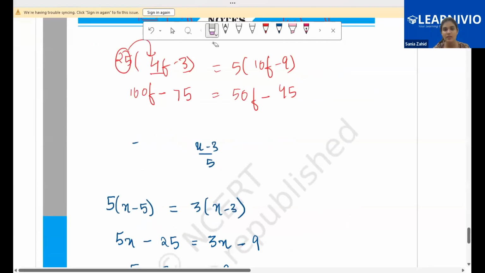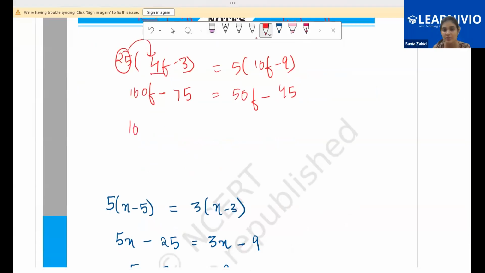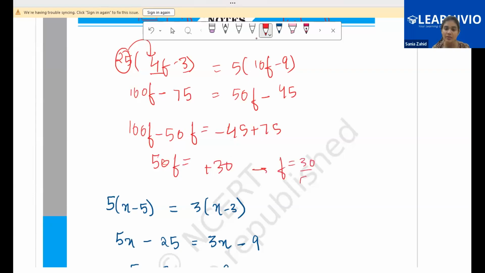Next, what you will do is you will bring the variable terms on one side. So you will have 100f minus 50f is equal to minus 45 plus 75. So 100f minus 50f is 50f is equal to minus 45 and plus 75 is how much? 30. Okay. So f is equal to 30 by 50. That means 3 by 5. Okay. Got it? Yes, ma'am.